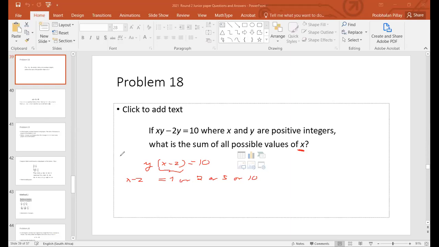Okay, so if x minus 2 is this, then x will be just 2 more than each of these: 3, 4, 7, and 12. Right? Easy. Adding 2. Anybody can add 2. These are the values of x. And when you want to add up, the sum of all these is 26. 3 plus 4 is 7, plus 7 is 14, plus 12 is 26. Okay, so although this is problem number 18, it's not such a difficult problem. Right, tell me now, how many of you guys got that one?